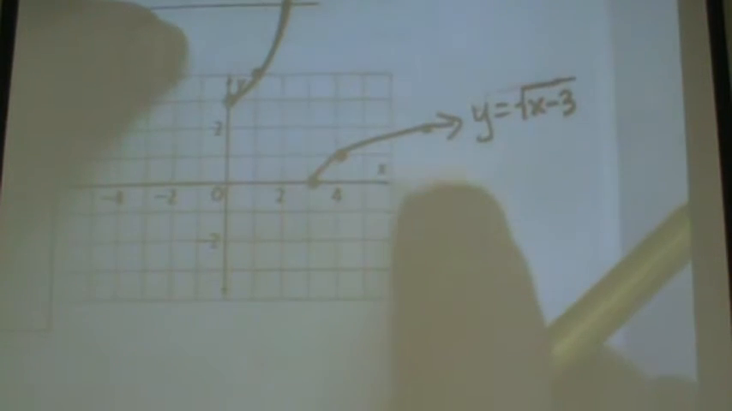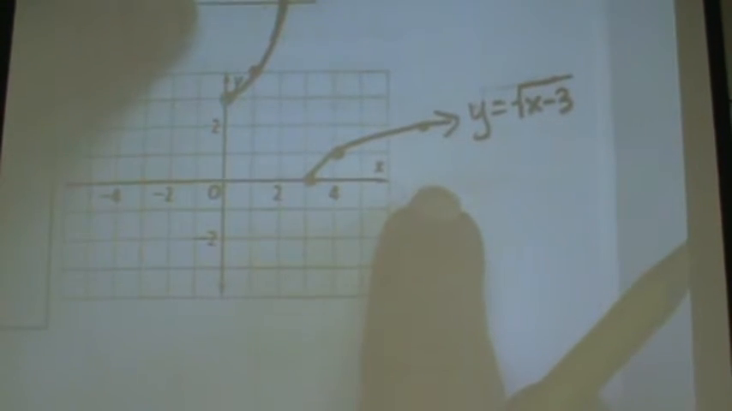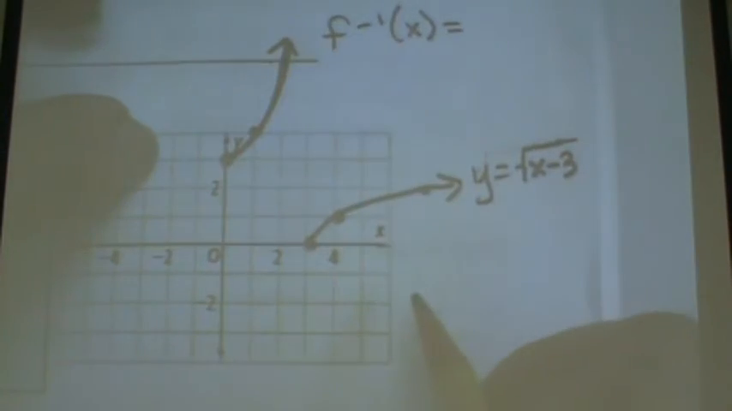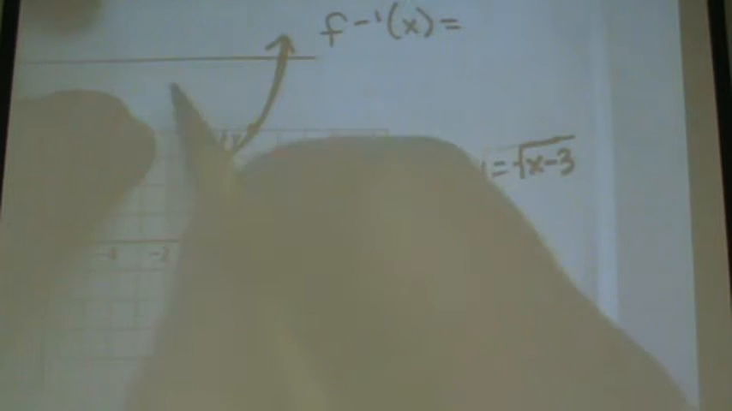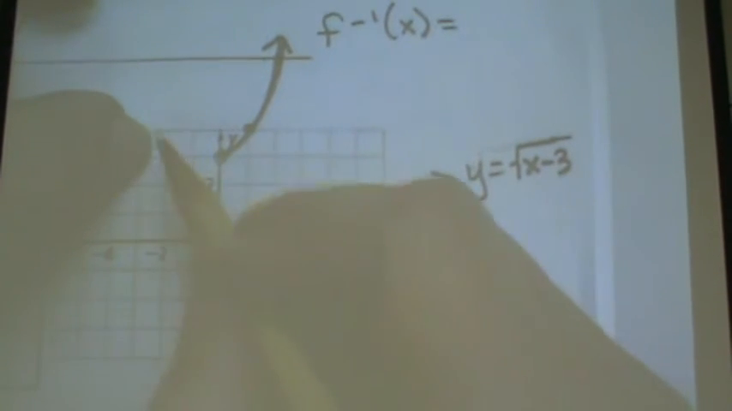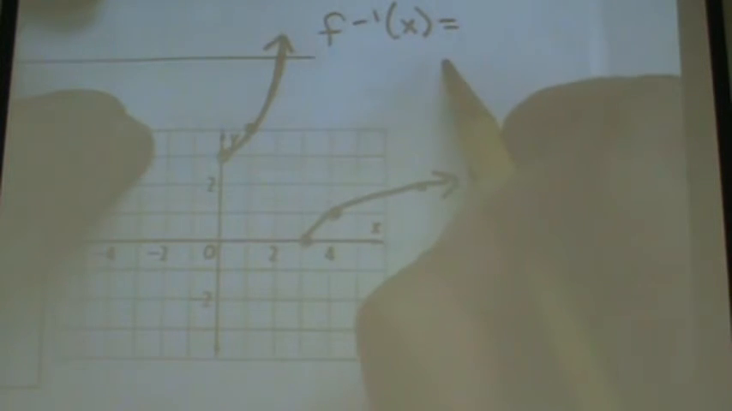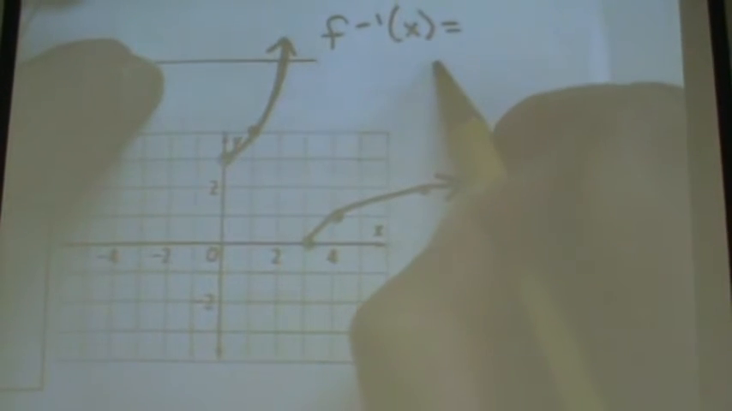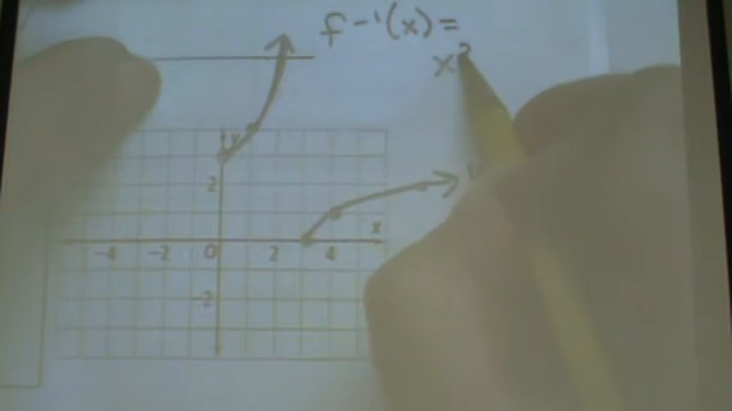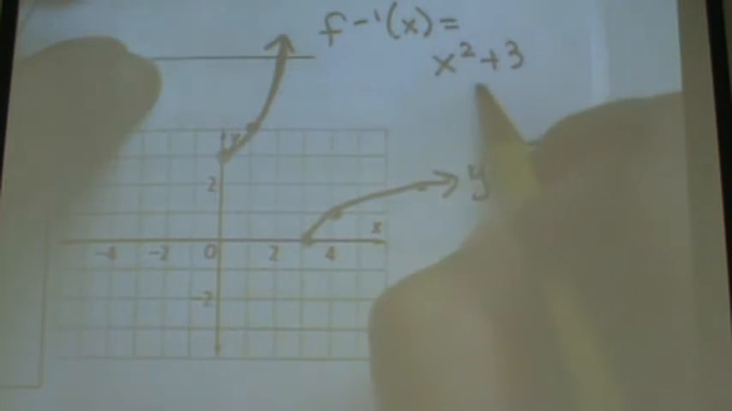Now, did the original pass the horizontal line test? Yes. So is the inverse going to be a function? Yes. So you're going to write f inverse of x, but of what? What's this equation? Some of you might know it just by looking, like Nick said. He knows it's a parabola. Can anyone predict what the equation's going to be when you do the inverse? x squared plus 3, that's what it's going to be.